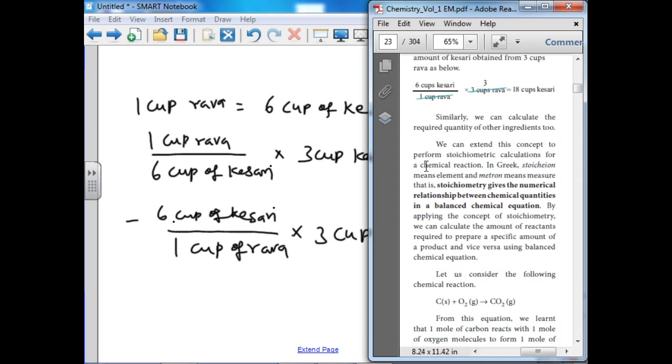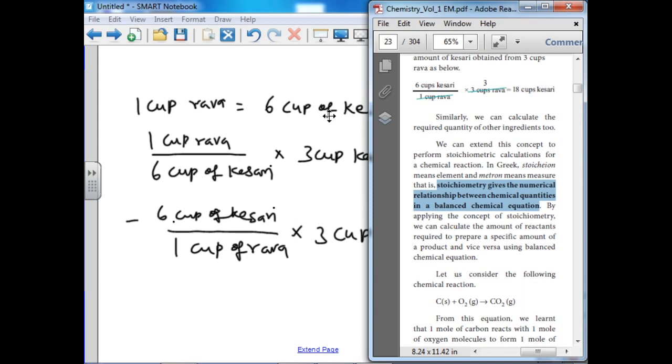In the Greek word, stoichion means element. Metron means measure. So this is the 2-mark question. Define stoichiometry. Stoichiometry gives the numerical relation between the chemical quantities in a balanced chemical reaction. By applying the concept of stoichiometry, we can calculate the amount of reactant required to prepare a specific amount of product and vice versa, using balanced chemical reactions.